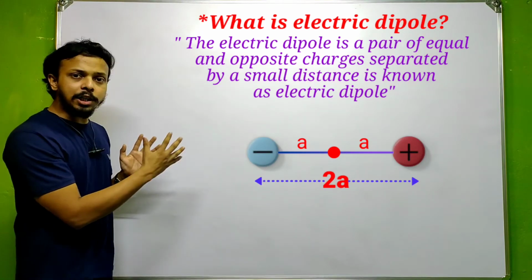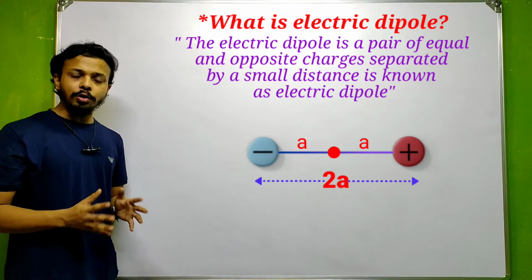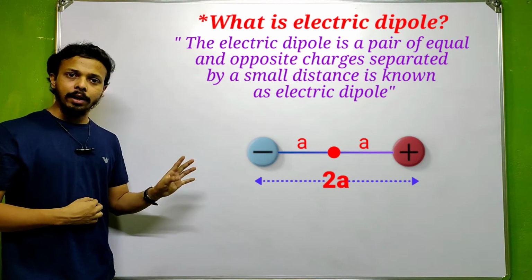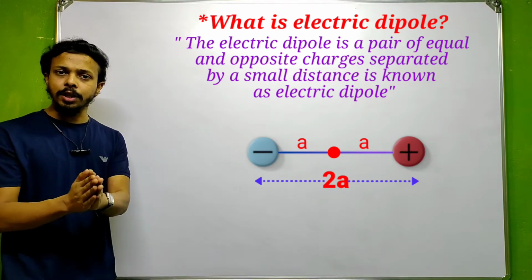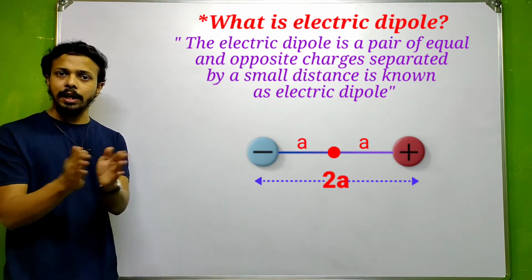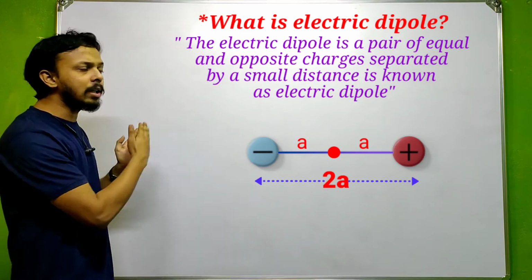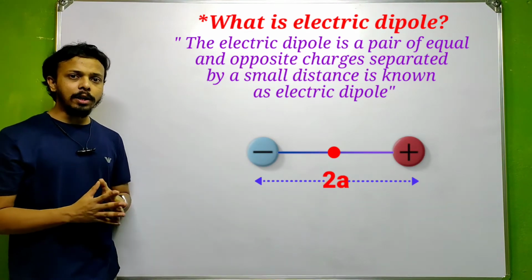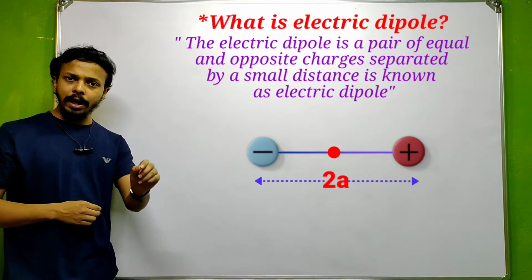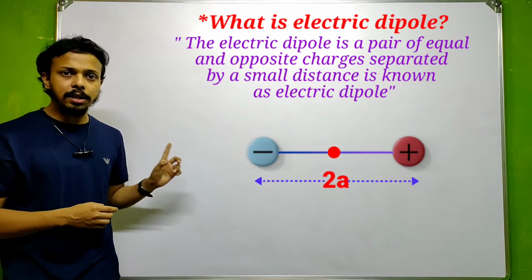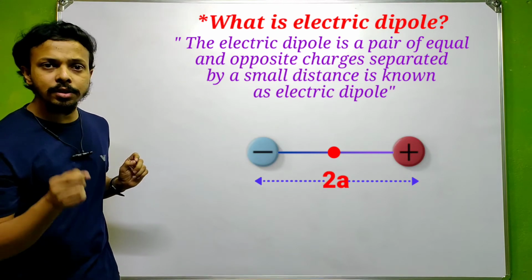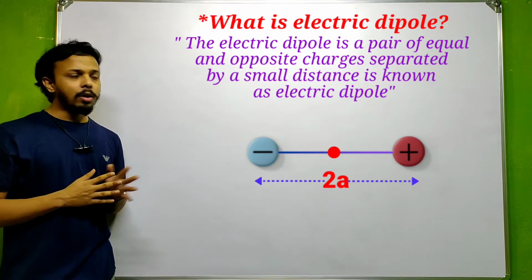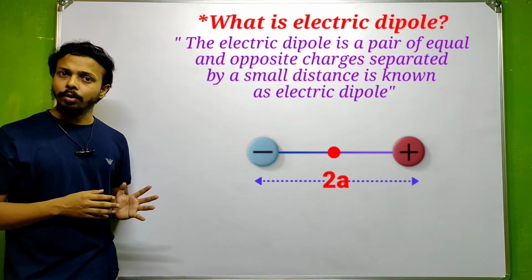So the total distance becomes 2a. Therefore the distance between the charges of the dipole I am taking as 2a. With respect to the center, if you measure, the distances of the two charges are equal, which is a and a. Therefore the total distance between the charges is 2a. I hope you understand. An electric dipole is a pair of equal and opposite charges separated by a small distance 2a. That is an electric dipole.